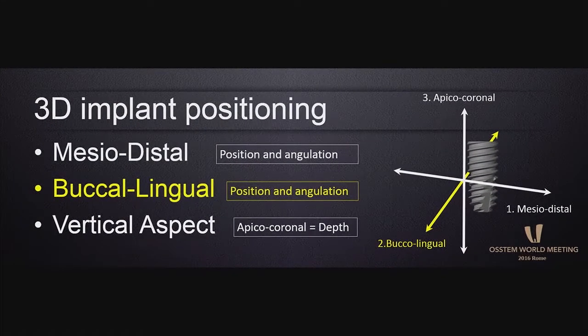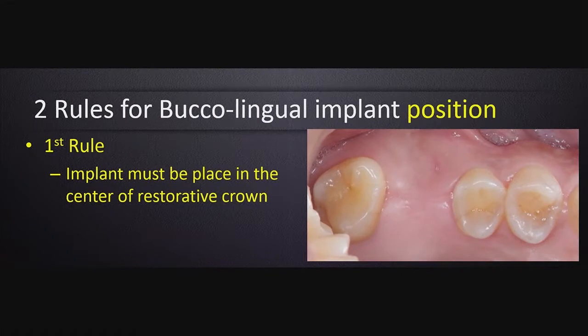Now, we understand about the mesial-distal implant position and angulation. Next dimension that we have to consider is the buccolingual implant position and angulation. There were also two rules for the buccolingual implant position. First, the implant should be placed in the center of the restorative crown. And this position can be found easily from the midline between the buccal and lingual surface of the adjacent tooth.